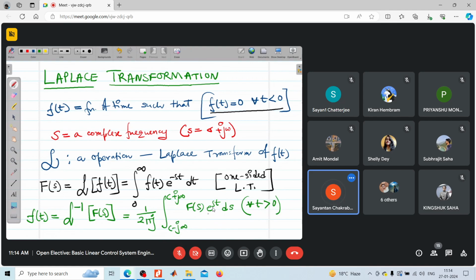Now, what is this c? c is called the abscissa of convergence, and it is a real constant, and it is chosen larger than the real part of all the singular points of F(s). Singular point means those points where F(s) ceases to exist. Okay.